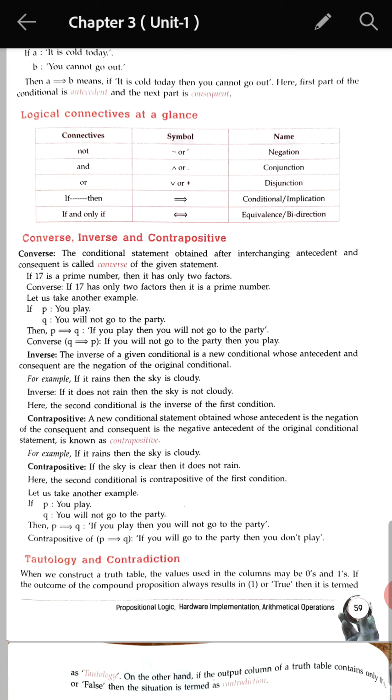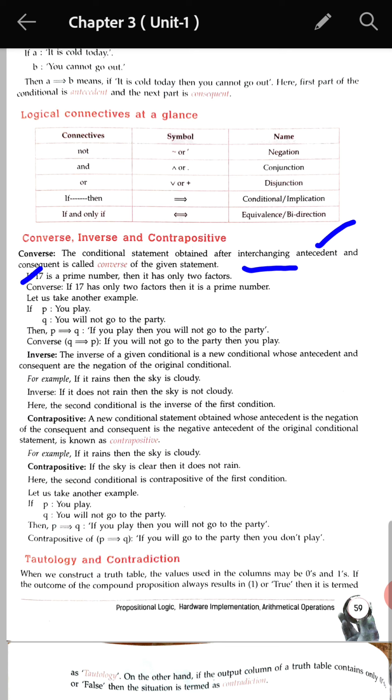See, just remember that converse means we are interchanging antecedent and consequent. Interchanging means they are changing their places. A arrow B means A implies B. The converse of A implies B is B implies A.